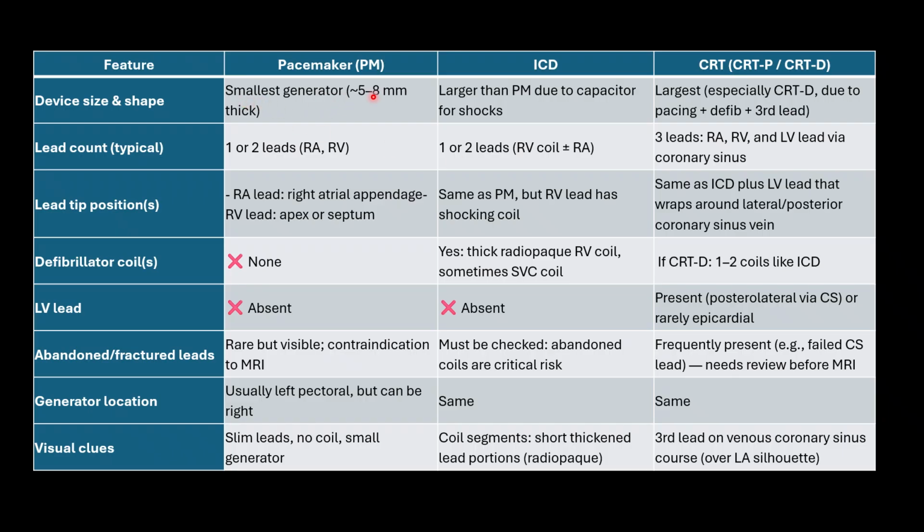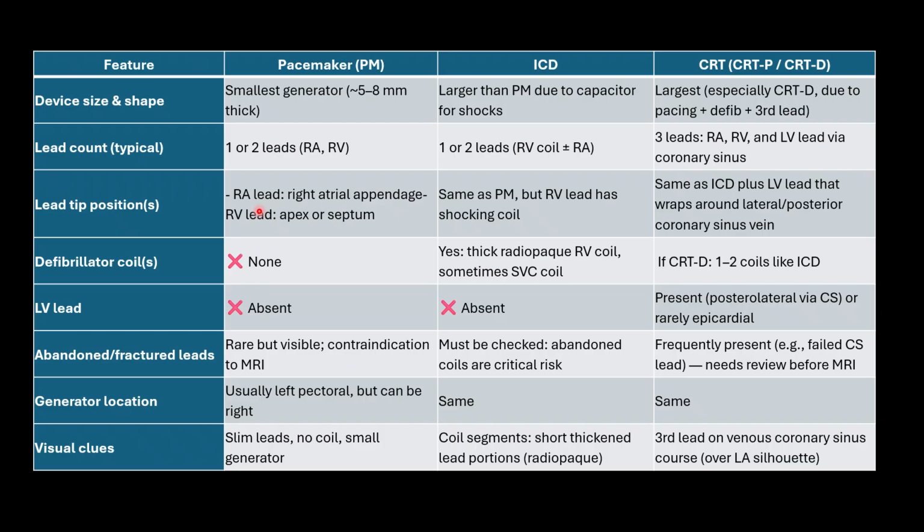If we come first to the pacemaker, a permanent pacemaker will have the smallest generator. From this generator, one or two leads come out. If the patient has two leads, one will be in the right atrium and one in the right ventricle.